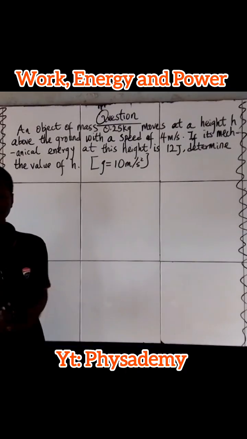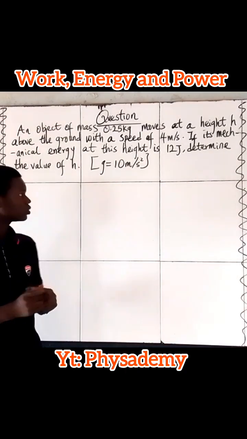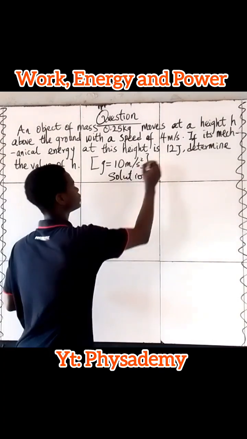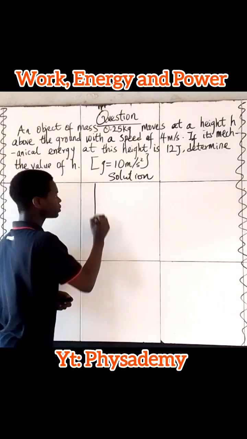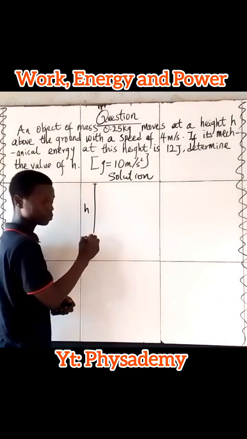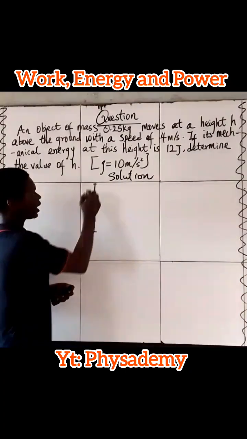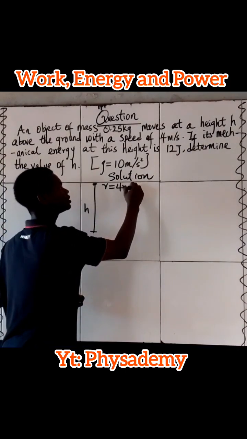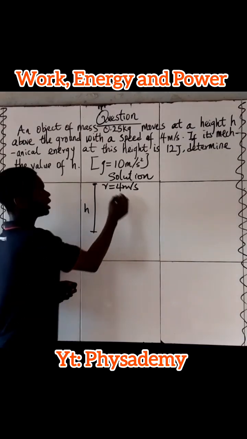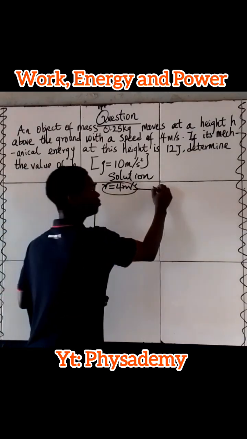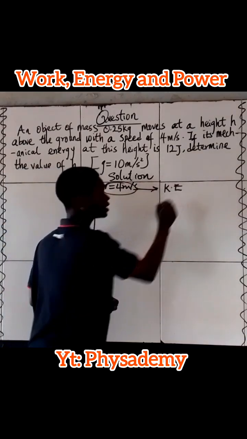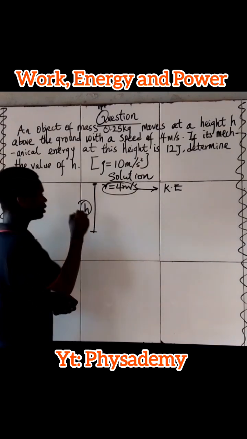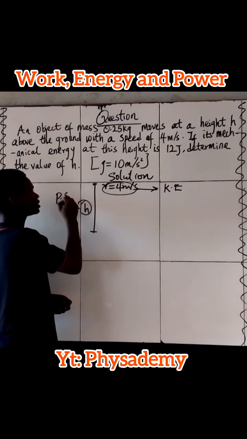Then we are asked to take gravity to be 10. So let's get started. Solution. Now, looking at the question clearly, the object was at a certain height, which is unknown, and at this height where the object is, it has a velocity of 4 meters per second. Because it has a velocity, it means it has a kinetic energy. Is it not? Because it supposedly has a height, it therefore means it has a potential energy.